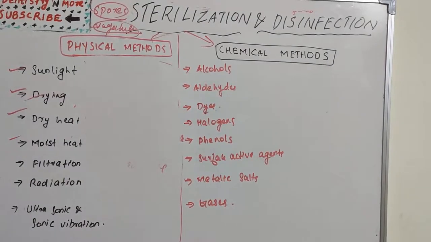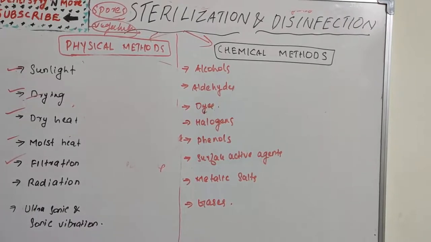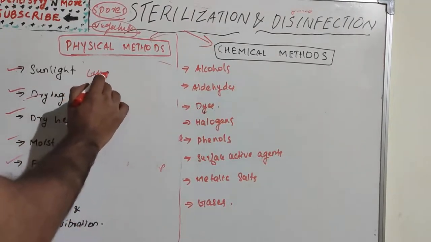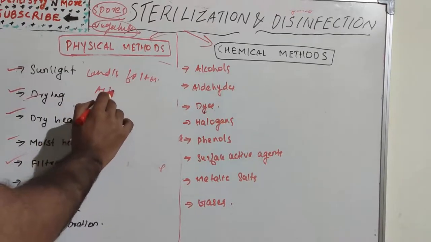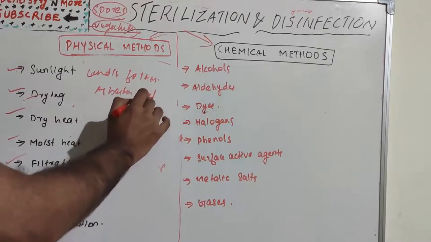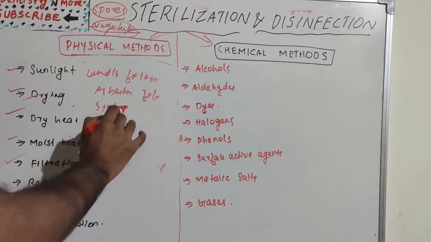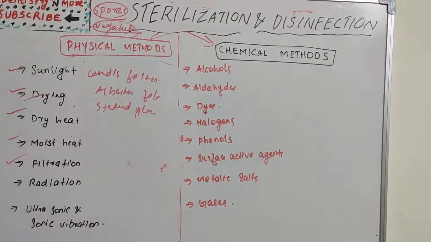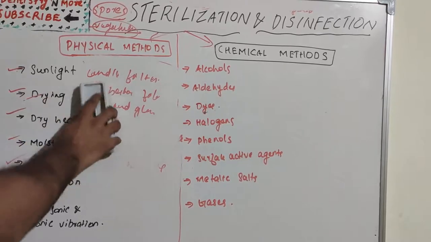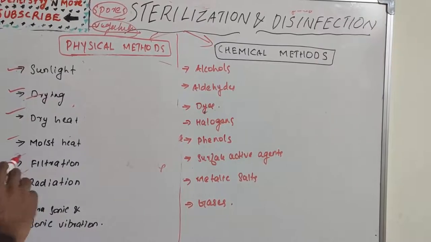And next one is filtration. So there are many filters, such as candle filter and asbestos filter. So many filters are available, asbestos filter and sintered glass filter. All these can also be used for sterilization of equipment, but the filters are not very commonly used, whereas radiation is commonly used.